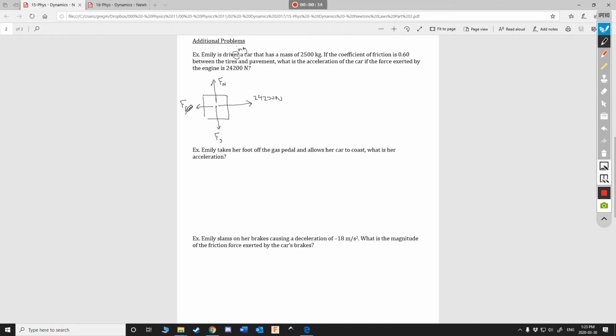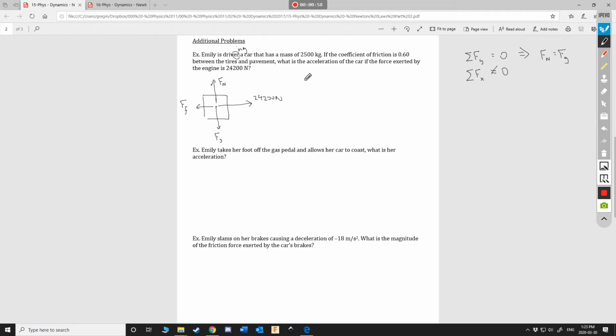Okay. Now, when we do these questions, you have to recognize that there's a sum of forces in both the x direction and the sum of forces in the y direction. So in the y direction, we know it's not accelerating up or down, so we know it's equal to 0. This is what tells us that the normal force is equal to the force of gravity. In the x direction, this thing does not equal 0, so we know it's going to accelerate.